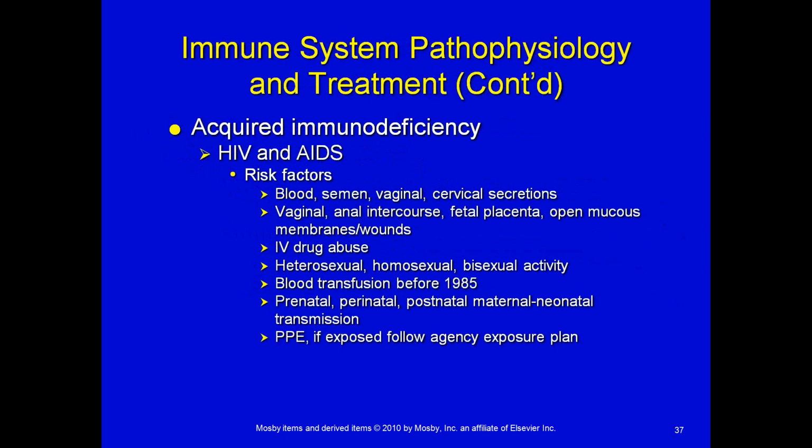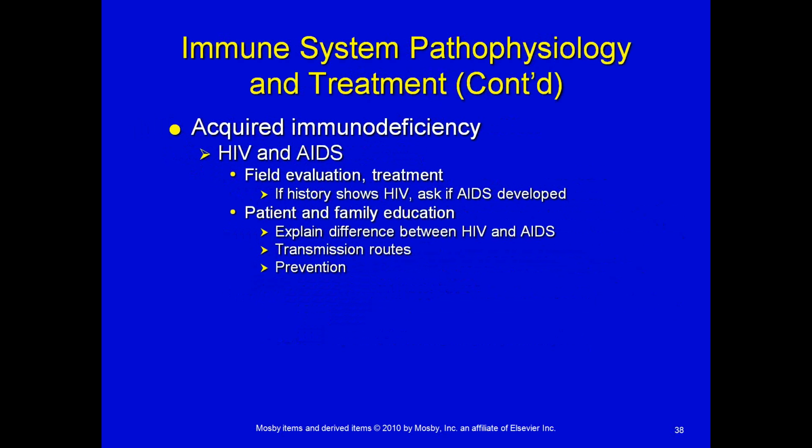Prenatal, perinatal, postnatal, neonatal transmission can occur as well. And then, of course, if you're not wearing your proper personal protective equipment, you could get a significant exposure. So that's why it's so important to follow your exposure control plan. In evaluating for the potential of HIV and AIDS, if a history shows that the patient has HIV, or they relay to you that they have HIV, it's certainly important to ask if they've ever been diagnosed with the acquired immune deficiency syndrome.